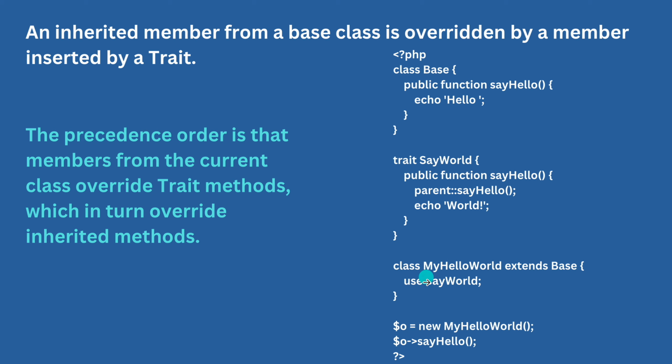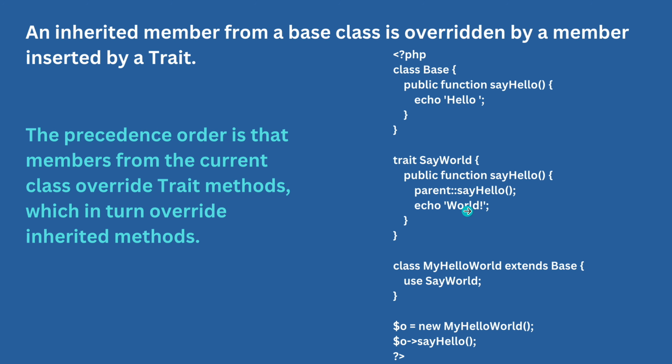Then what am I using? What have I used? Use the trait name. Yes. So once you have used the trait name, it means this method is now available here. If I call sayHello, this will be called, and what this will do, this will call parent sayHello first, so this will be called and this will also be called, right?